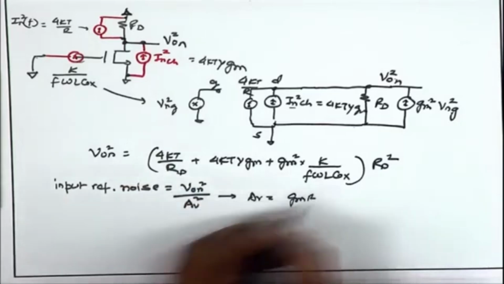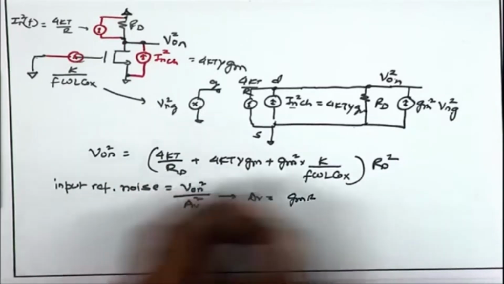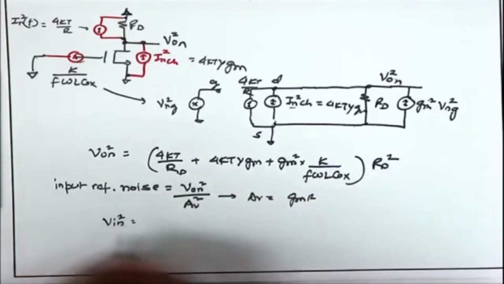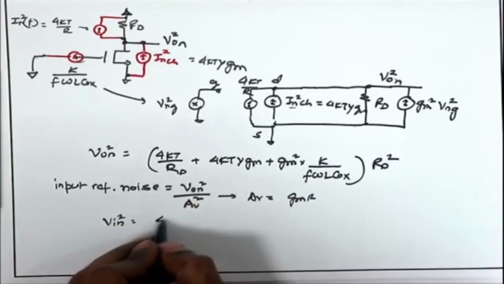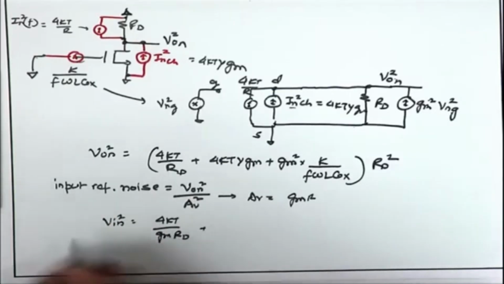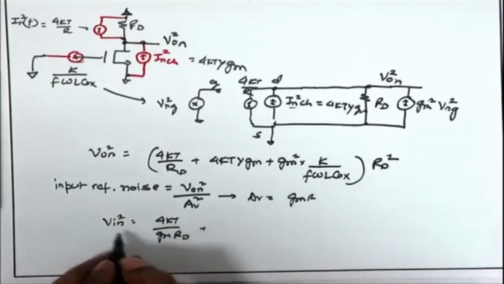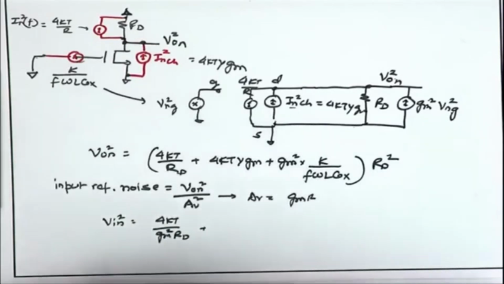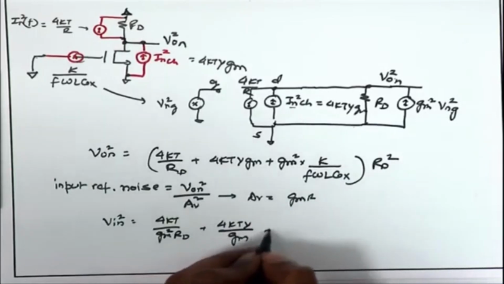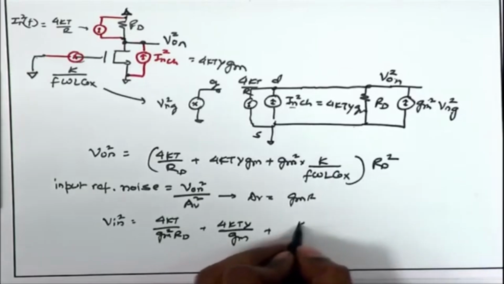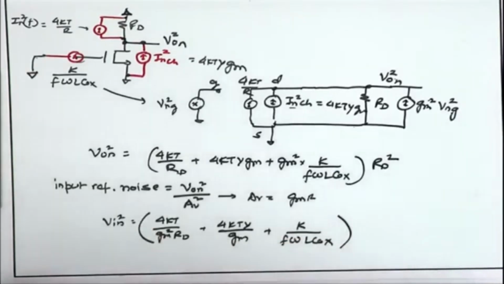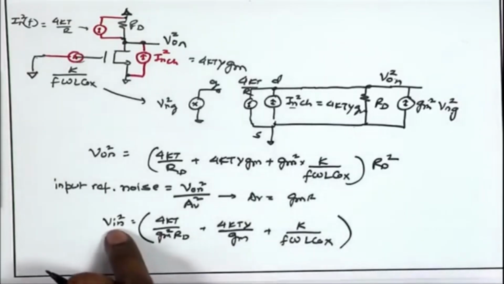So, then I divide the whole thing by (gm RD) square, and therefore, RD square gets cancelled and Vin square will be 4kT/(gm square RD) plus 4kTγ/gm plus K/(f W L Cox), that is the input referred noise Vin square.